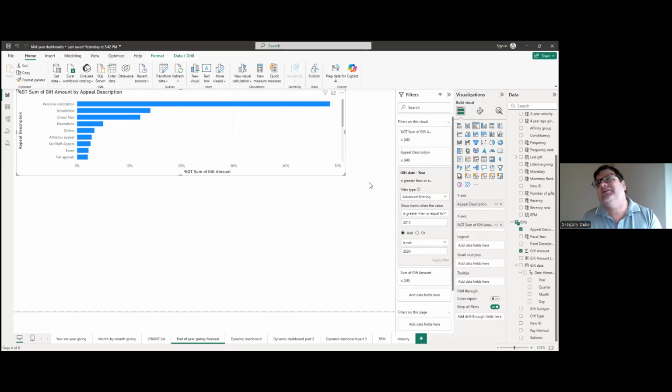But we probably want to see what works in the last part of the year. So let's go back in the date hierarchy and choose month.